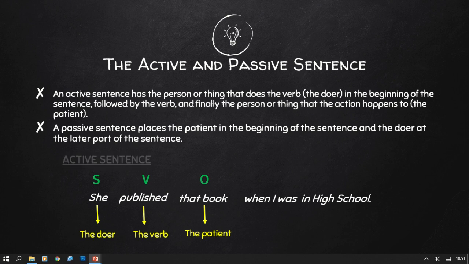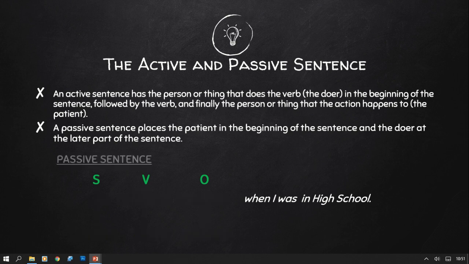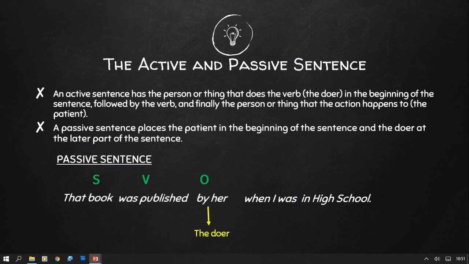However, in a passive sentence, the doer is located at the back of the sentence, at the later part of the sentence, and the verb is changed from the simple verb into a to be plus verb 3. And at the beginning of the sentence, instead of the doer, it's the patient. So you just simply swap the patient and the doer's position.